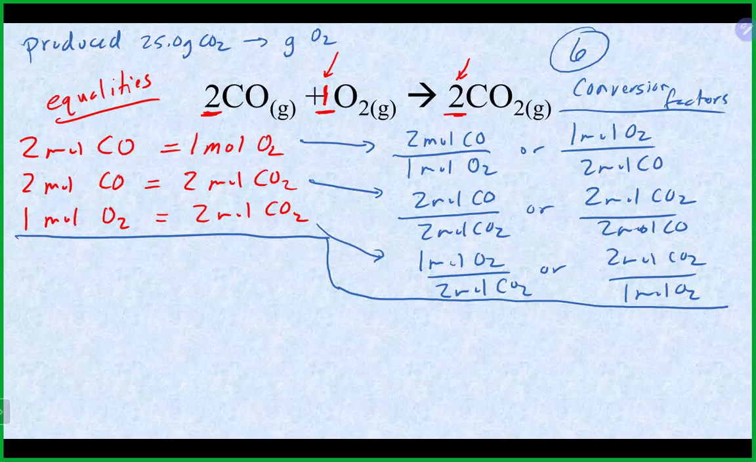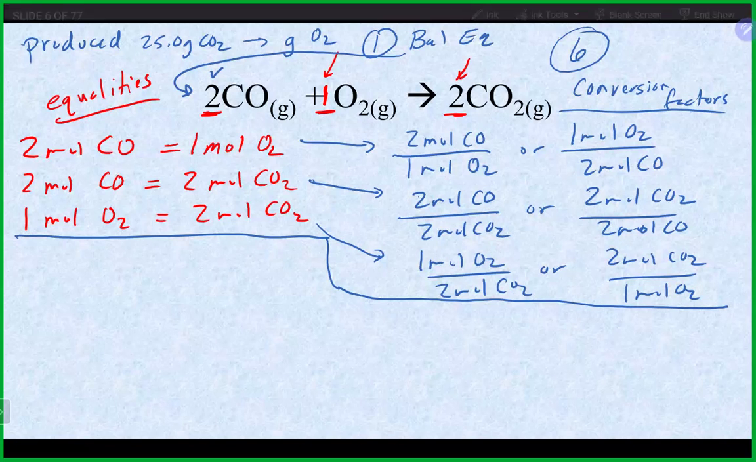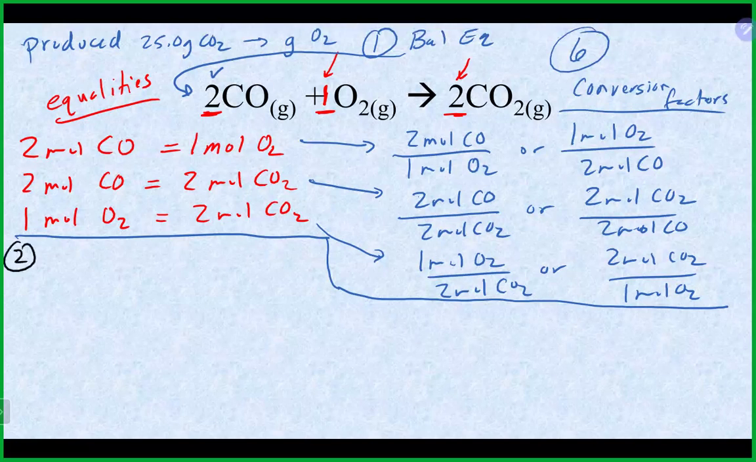So remember that there are 4 basic steps that we want to follow. The first step is to balance the equation. And in this particular case, that is already done for us, obviously. So step number 2 is we want to take whatever they gave us, which in this case was 25 grams of CO2, and convert that into moles of CO2.